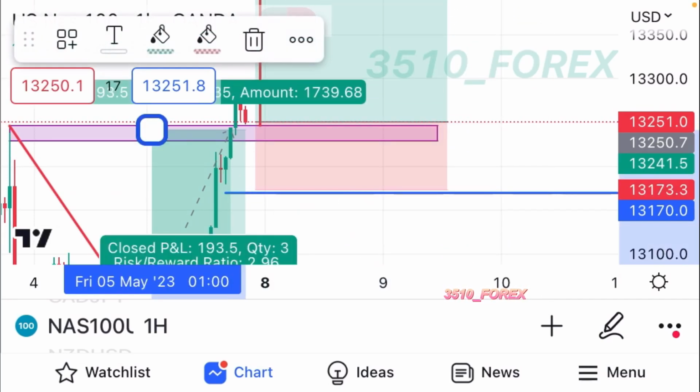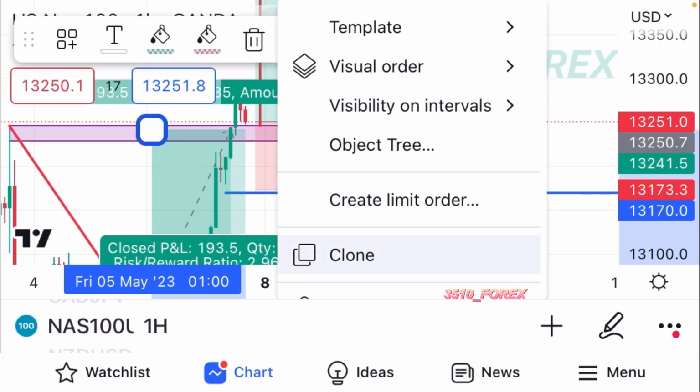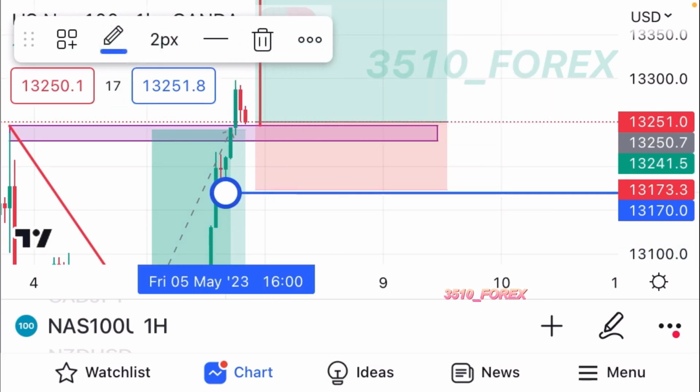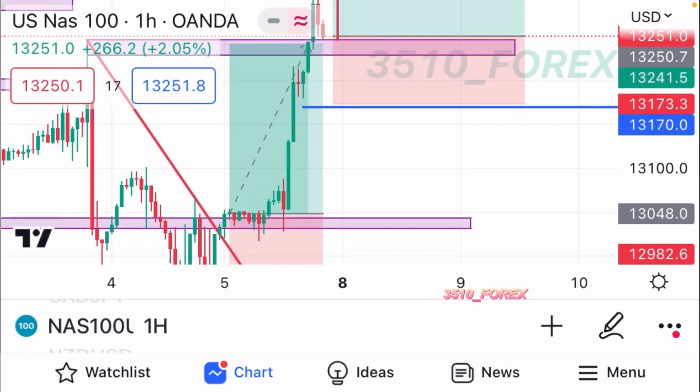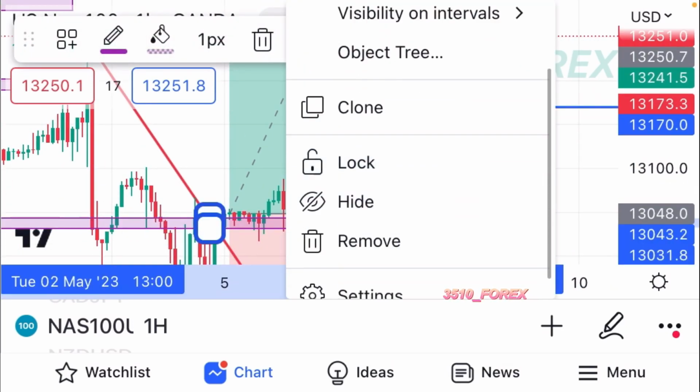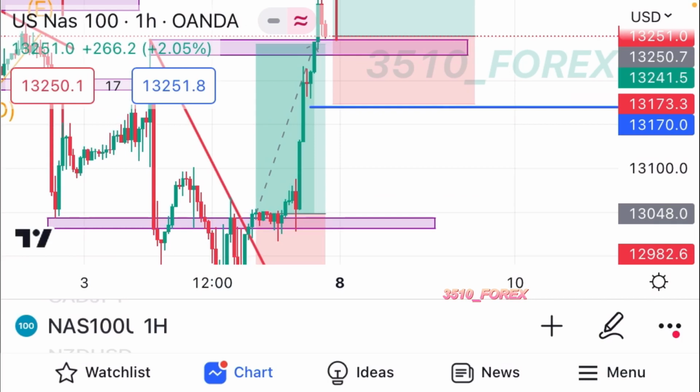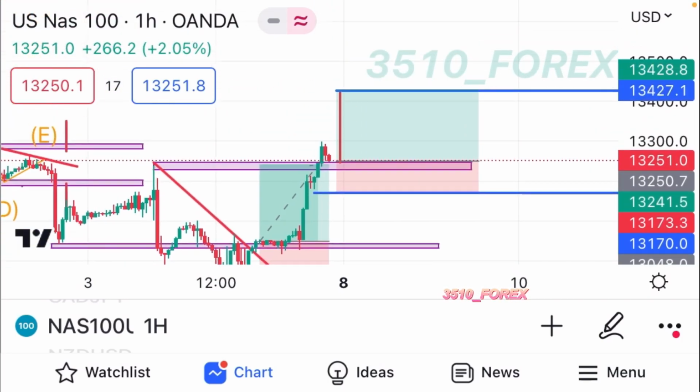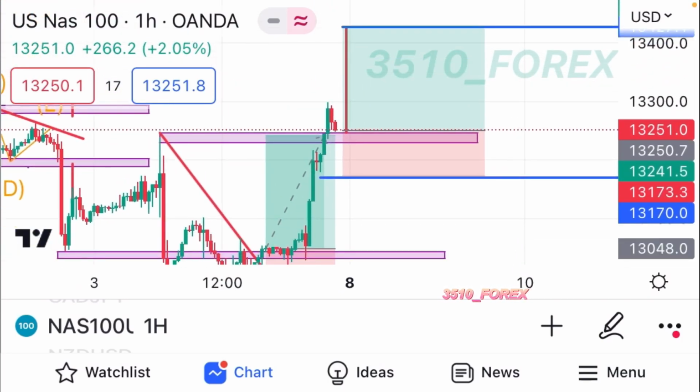Let me lock everything so that I won't lose this setup, or I won't disturb it. So right now everything is locked, and here is my Nasdaq setup. So I'm expecting it to be going up.